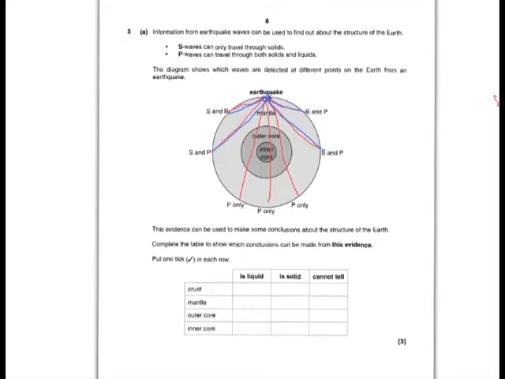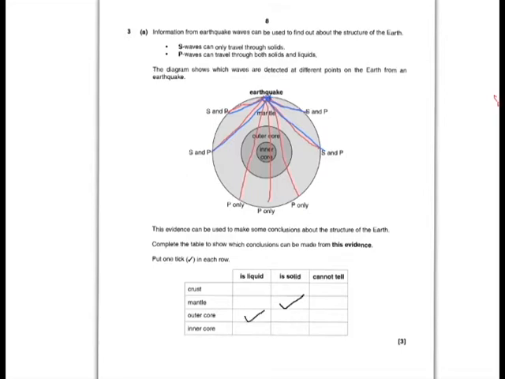So let's draw in our S waves. Okay, now this should be able to tell us something quite interesting. The S waves can only travel through solids. So this must mean, because the S waves have been able to reach these areas here, this must mean that our mantle is solid. It also must mean that because it wasn't able to travel through the outer core, it must mean that the outer core is a liquid.